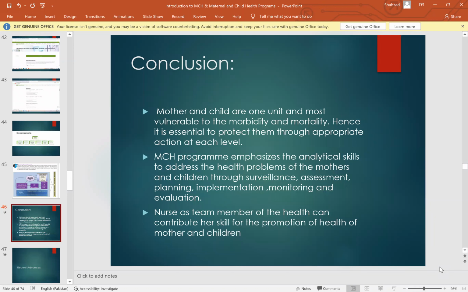Conclusion. Mother and child are one unit and most vulnerable to morbidity and mortality. Hence, it is essential to protect them through appropriate action at each level. The MCH program emphasizes analytical skills to address the health problems of mothers and children through surveillance, assessment, planning, implementation, monitoring, and evaluation. A nurse, as a team member of the health team, can contribute her skills for the promotion of the health of mothers and children.